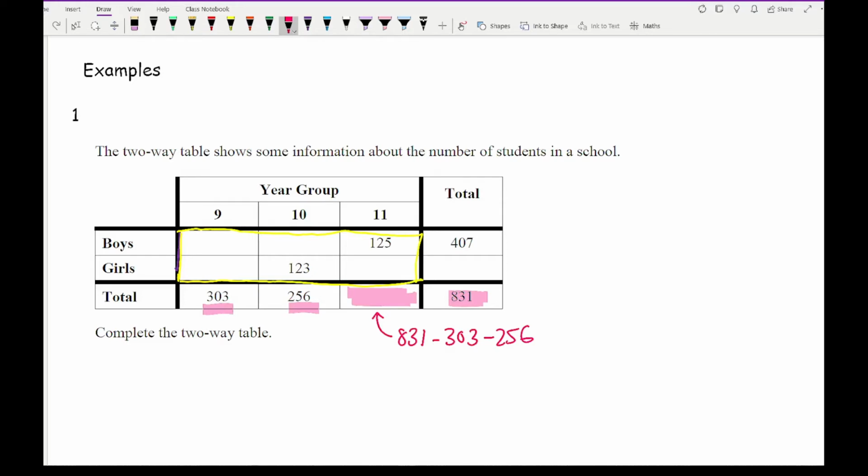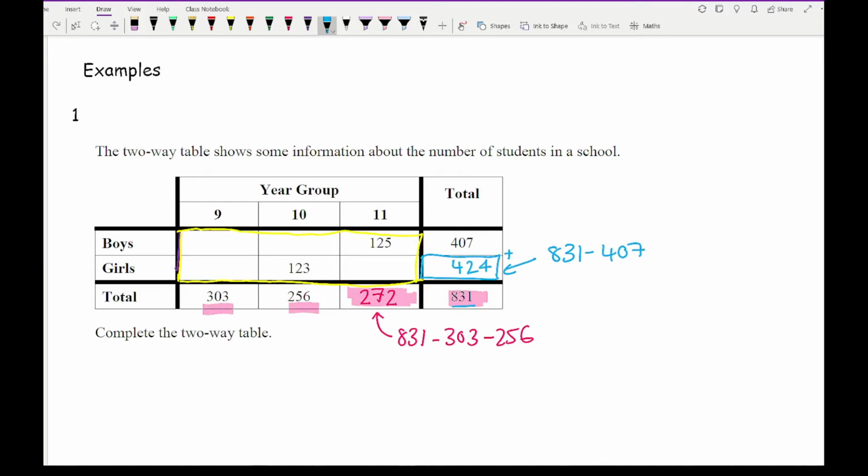And I get an answer of 272. Now, likewise, I can then work out what this number here is going to be, because 407 plus that mystery number needs to add up to 831. So to work out what this number here is, all I need to do is 831 take away 407, and that works out to be 424.